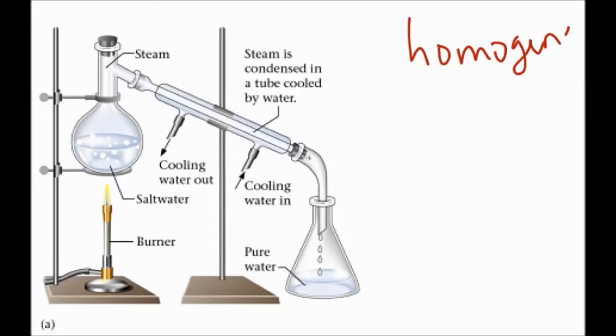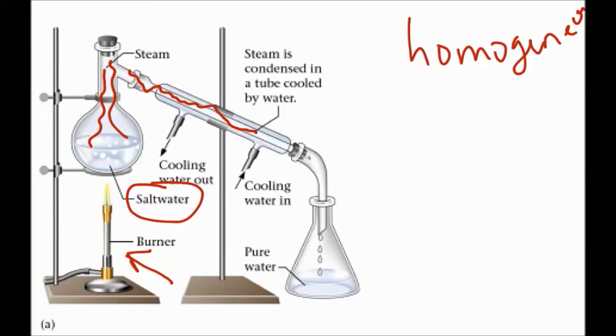So if we have a homogeneous mixture, we can use distillation. In distillation, for example here, this is salt water in this round bottom flask, and we're heating it with the Bunsen burner. What's happening is all the steam is coming up, and then it's condensing along the sides of this condenser and dripping through here, and we're getting the water out here.